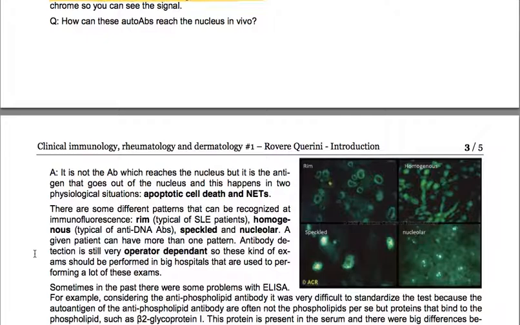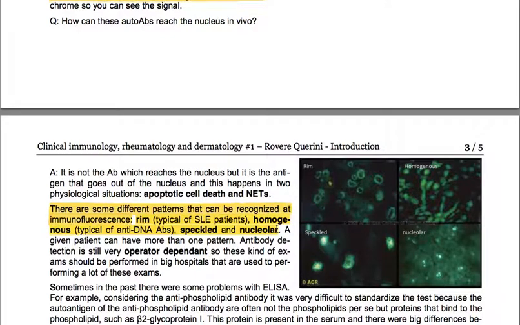These autoantibodies that react against self-antigens such as nuclear antigens are able to react with these antigens because they, such as the DNA, are released after apoptotic cell death and NETs. There are different patterns that can be recognized at immunofluorescence. We can have rim, which is typical in SLE patients, homogeneous, typical of anti-DNA antibodies, speckled and nucleolar. A given patient can have more than one pattern.